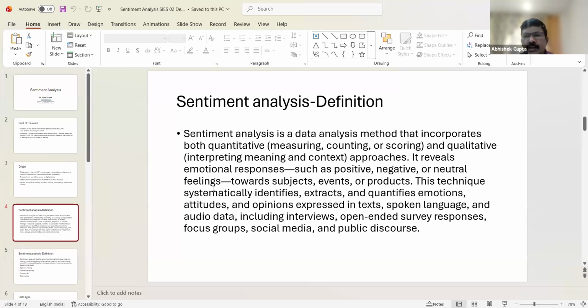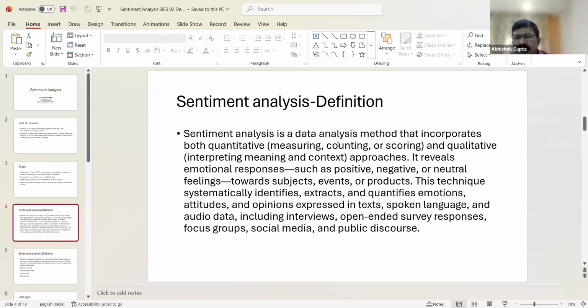Why? Because all those sentiments, whether positive, negative, or any polarity, whether on the extreme positive side or negative side, help us to understand the sentiment emerging from the people, whether it is a customer or an employee.